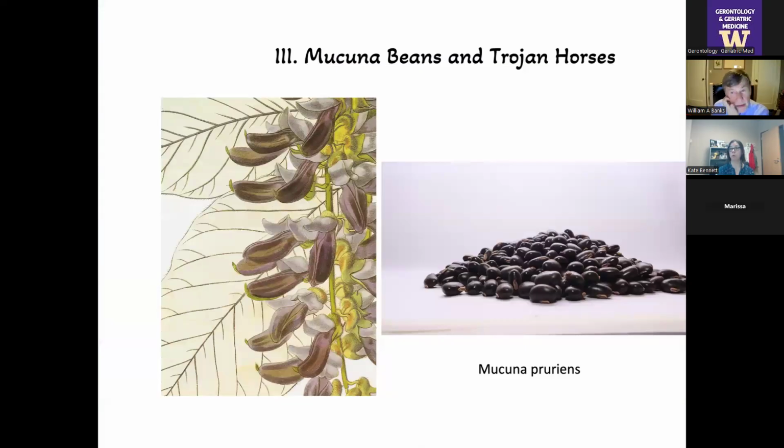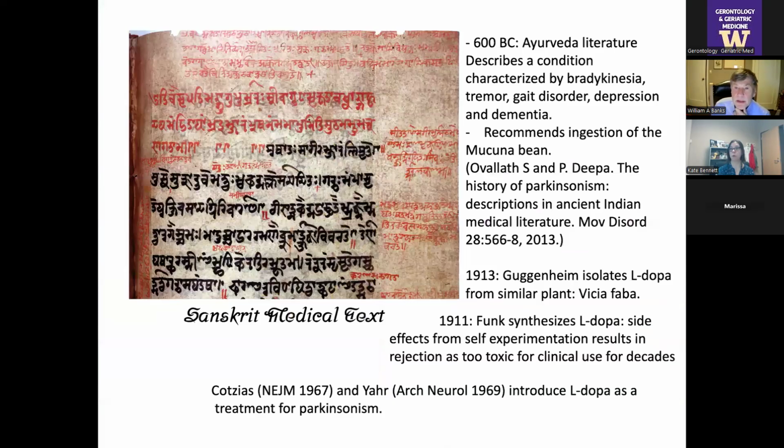The Mucuna beans and Trojan horses are an interesting play. About 600 BC, the Ayurveda literature described a condition that sounded like Parkinson's disease and noted that it could be treated by ingesting mucuna beans. And about 1913, Guggenheim isolated L-Dopa from a very similar plant. And in 1911, Funk was beginning to do investigations of L-Dopa, and he was giving it to himself and decided it was too toxic to use in patients.